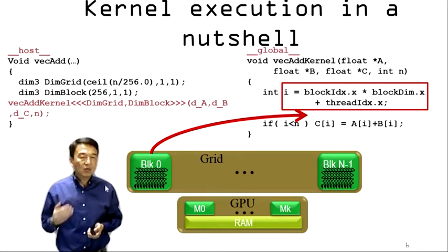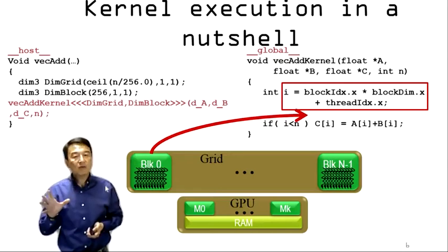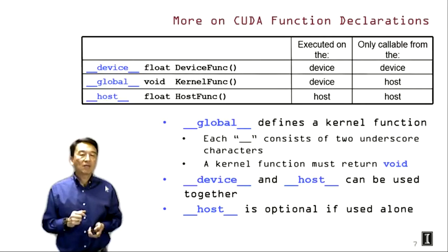And these predefined, pre-initialized variables will allow the threads to generate different data indices so that each thread will be processing a different part of the data.